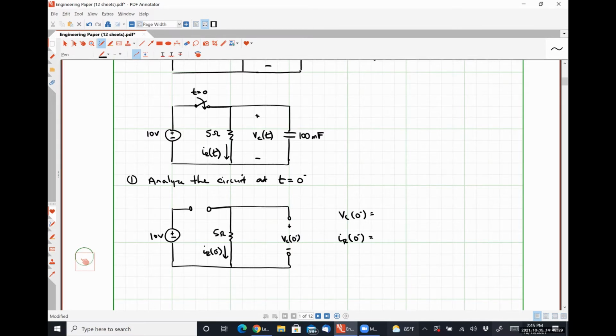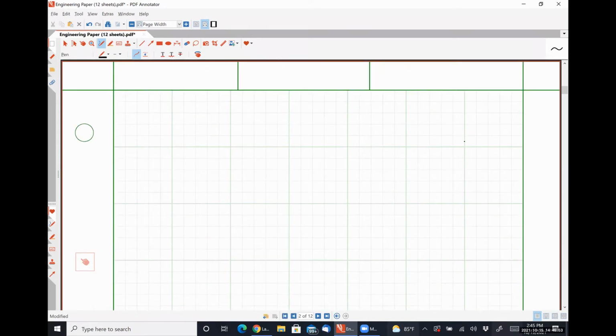Anybody have any thoughts on what these should be? We talked about it like 4 minutes ago. 0. They're disconnected, so it seems pretty reasonable to assume that the current flowing through the resistor is 0 and the voltage drop across the capacitor is 0. Next, we would analyze our circuit.